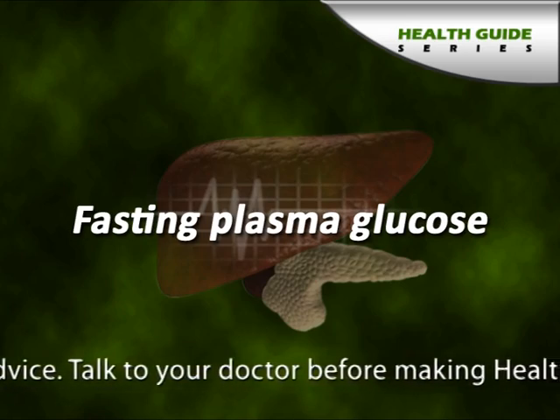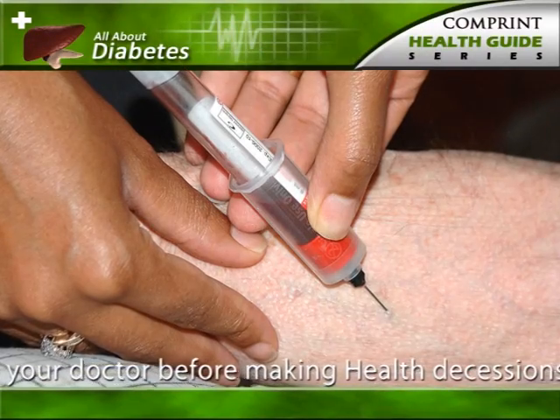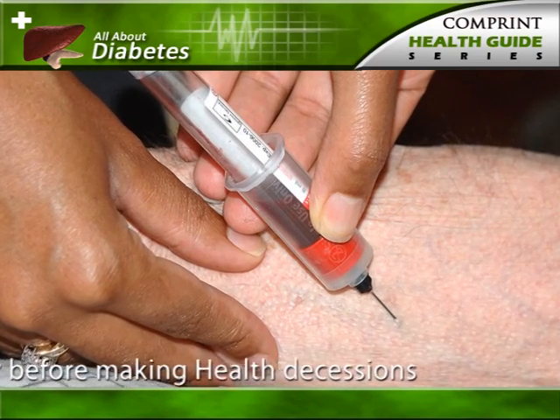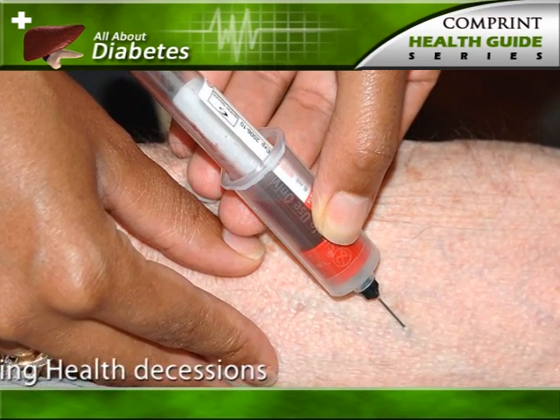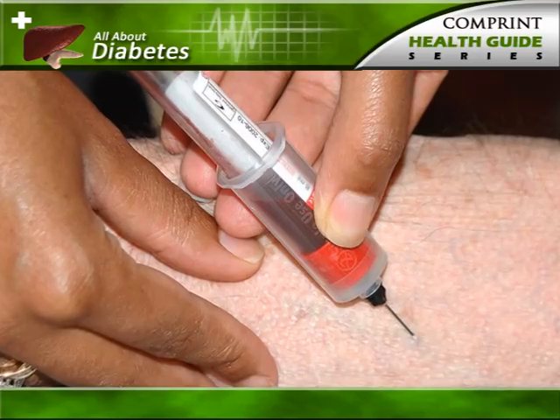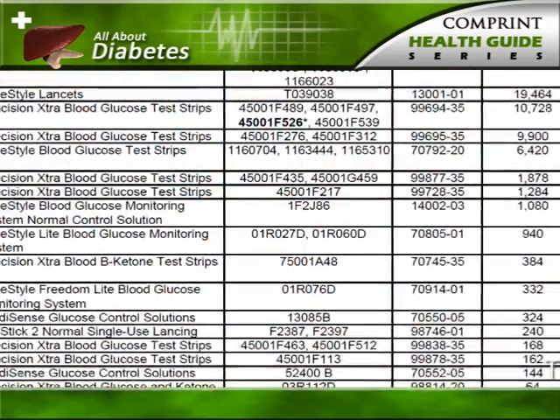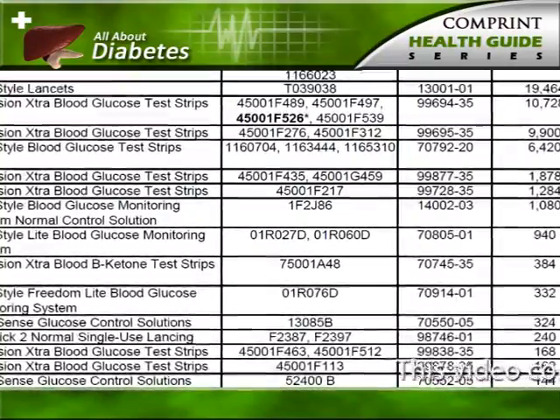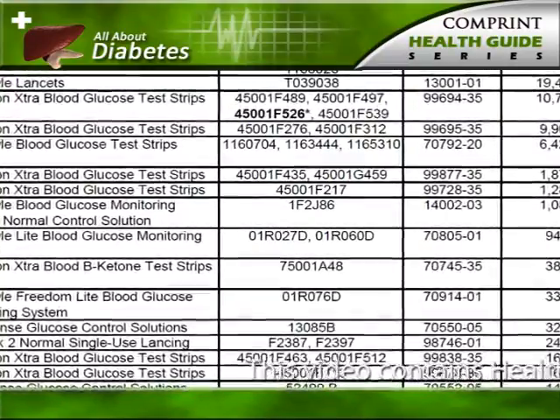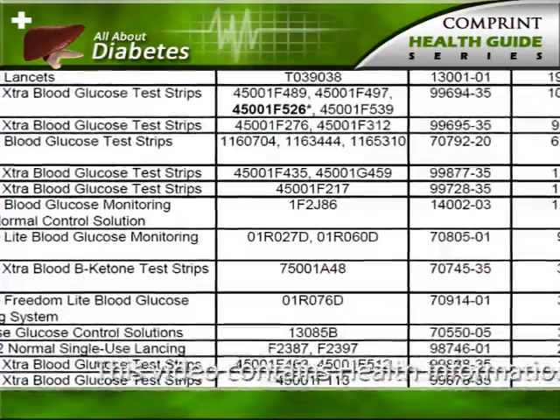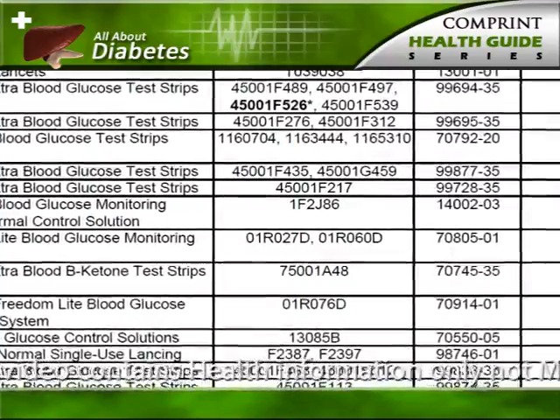Fasting plasma glucose. The patient will be asked to eat or drink nothing for 8 hours before having blood drawn, usually first thing in the morning. If the blood glucose level is greater than or equal to 126 mg per deciliter without eating anything, they probably have diabetes.